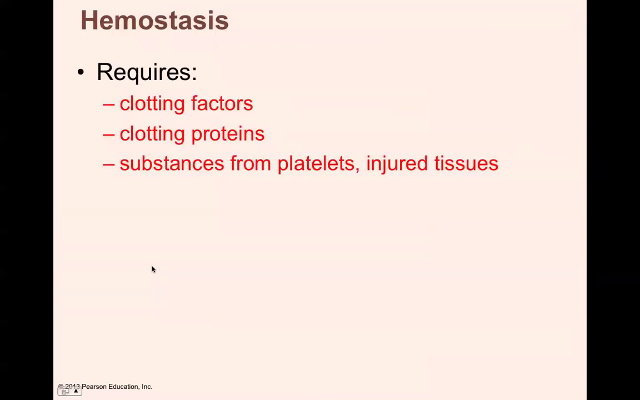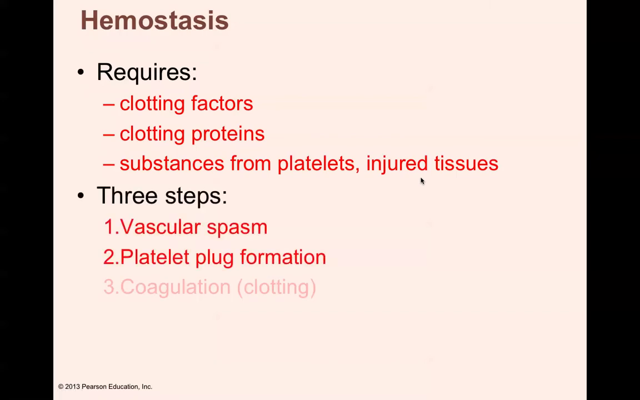Okay, the last topic related to platelets is the process of hemostasis. Not homeostasis, but hemostasis. Hemo means blood, stasis means stop. So in order to stop the bleeding, we need clotting factors, clotting proteins, and also chemicals that are released by platelets and injured tissues, and all of these need to come together to stop the bleeding when necessary. There's 3 steps with hemostasis.